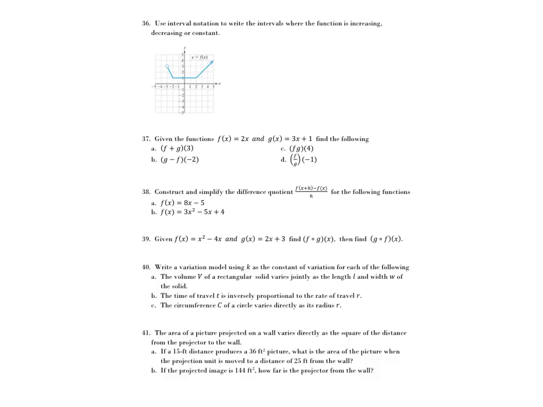So the function is decreasing. So if I move from left to right, I want to look at where the function is going down. So the function is going down there. And so I'm looking really at the interval of x values in which it's decreasing. So from negative 3 to negative 2. So this is an interval of x values. In other words, it means negative 3 less than x less than negative 2.